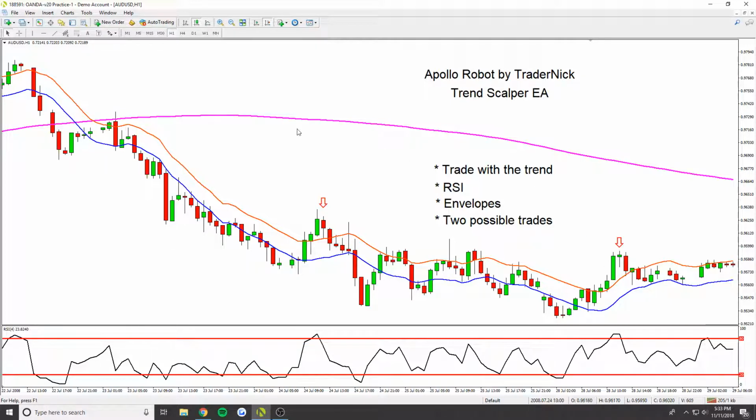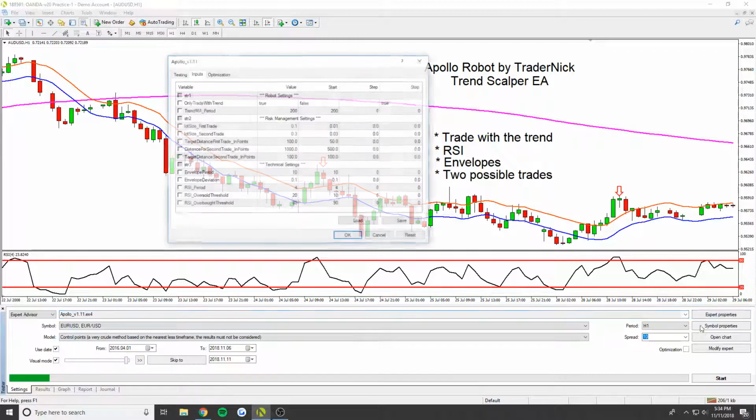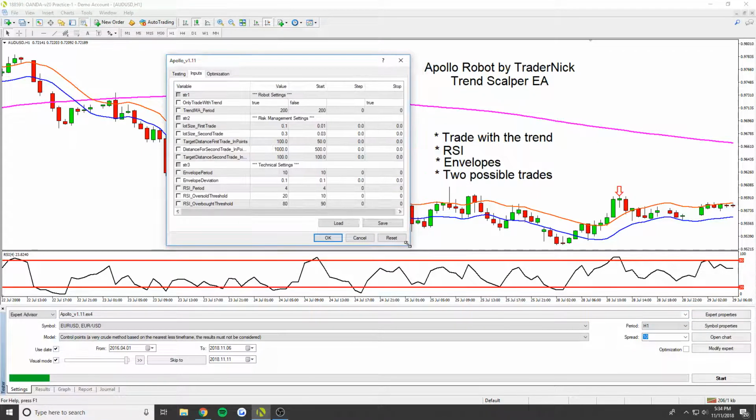So let's go ahead and get into the strategy tester template here. And what you'll see is that we can run a test of this robot. You'll actually see it in action. So what I'm going to do here is I'm going to open the expert properties. So what this is going to allow us to do is configure the robot to however we would like to run it.